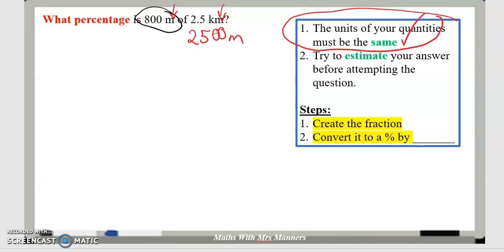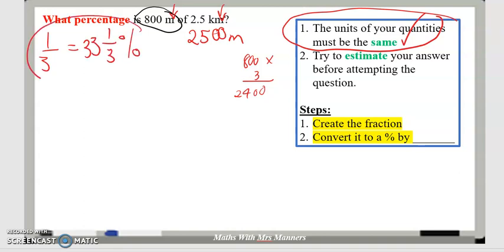Now let's try and estimate our answer. If I think about the size of 800 meters, and I know my 8 times tables, I would know that 800 tripled is 2400, because 8 threes are 24. So that means that 800 is roughly a third of 2.5 kilometers. And I know that 1/3 is the same as 33 and a third percent. I should know that off by heart as one of my important facts with percentages. So now I'm guessing my answer is going to be very close to about 33%.